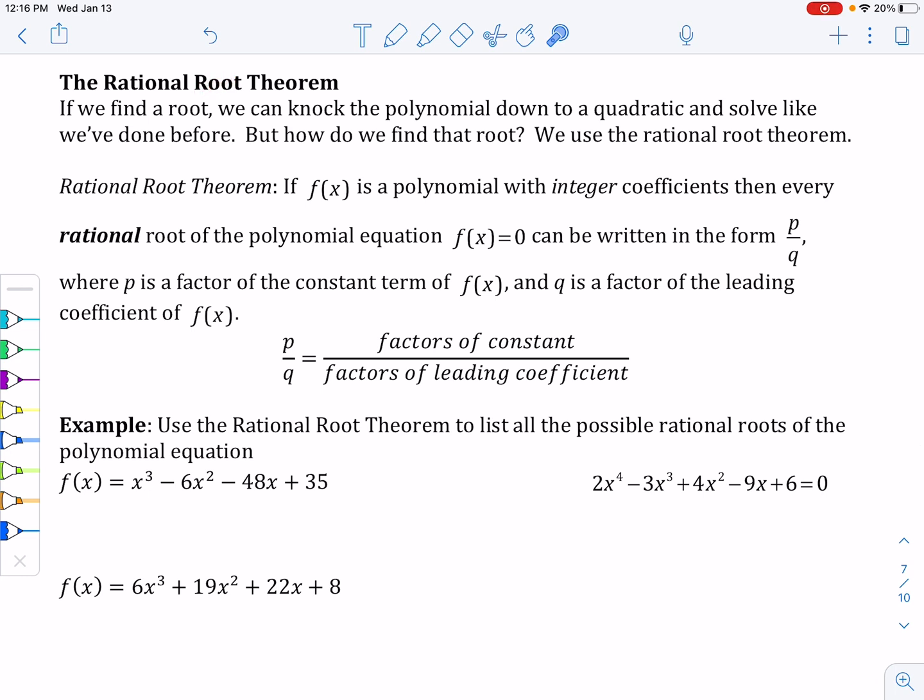So the theorem says, if f of x is a polynomial with integer coefficients, so this only works when all of our coefficients are integers, okay? Then every rational root, so it's important to remember what rational means. So to remind you, rational means something that can be written as a fraction.